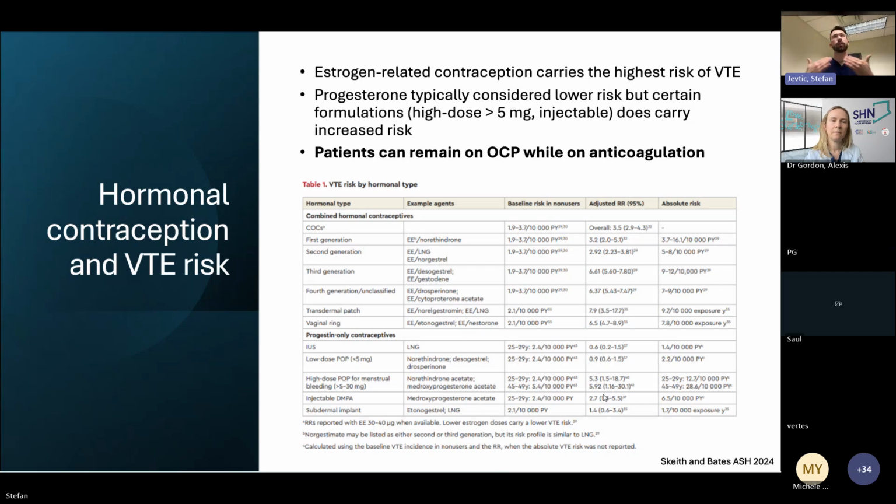You likely still have an increased risk compared to the general population, and so then it's a discussion of risk benefit, their bleeding profile, and things like that. So for anything estrogen related, I will say strong provoking. For these unclear progestin related, I will have a discussion.